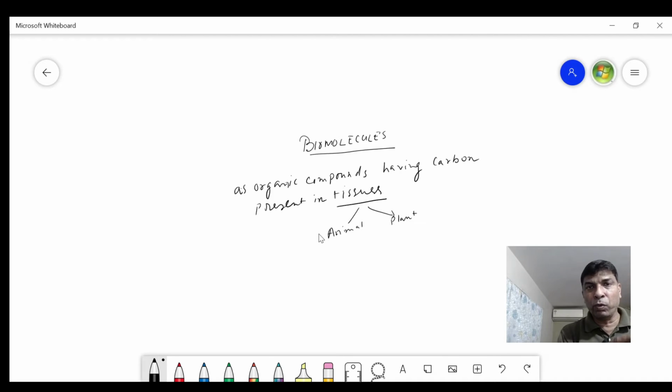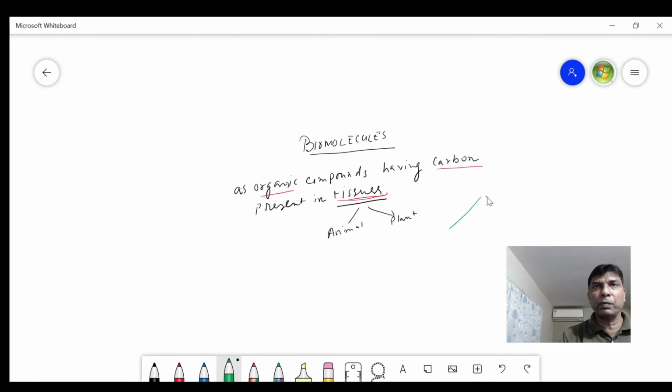Now if we look thoroughly into this definition, we can see that there are several factors present here to satisfy this definition. What are these? Number one, it has to be organic. Secondly, it must possess carbon. And thirdly, it must be from tissues. These are the factors which have to be present to satisfy it. Now these biomolecules can be divided into two categories.